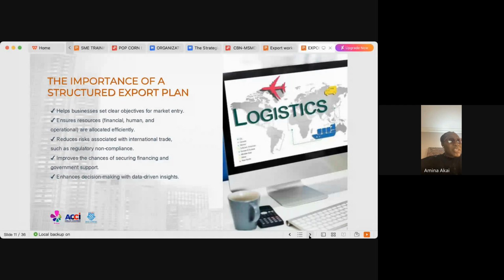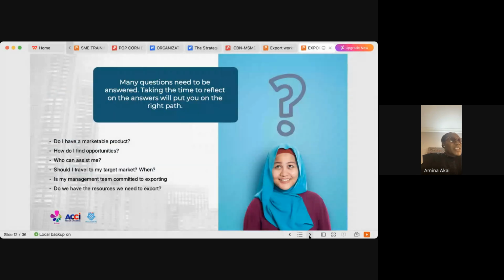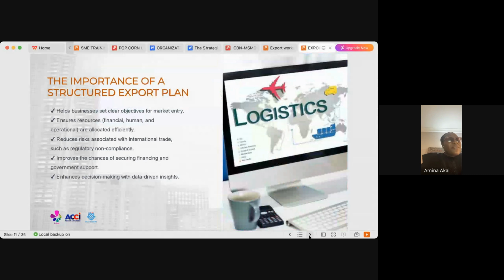You need to do certain research and find out how I'm going to enter this export business. It improves the chances of securing financing and government support. There is no finance, there is no bank, there is no angel investor that will give you money without a plan. So if you want to get loans or grants from government or from the banks or any financial institution, you need to have an export plan.